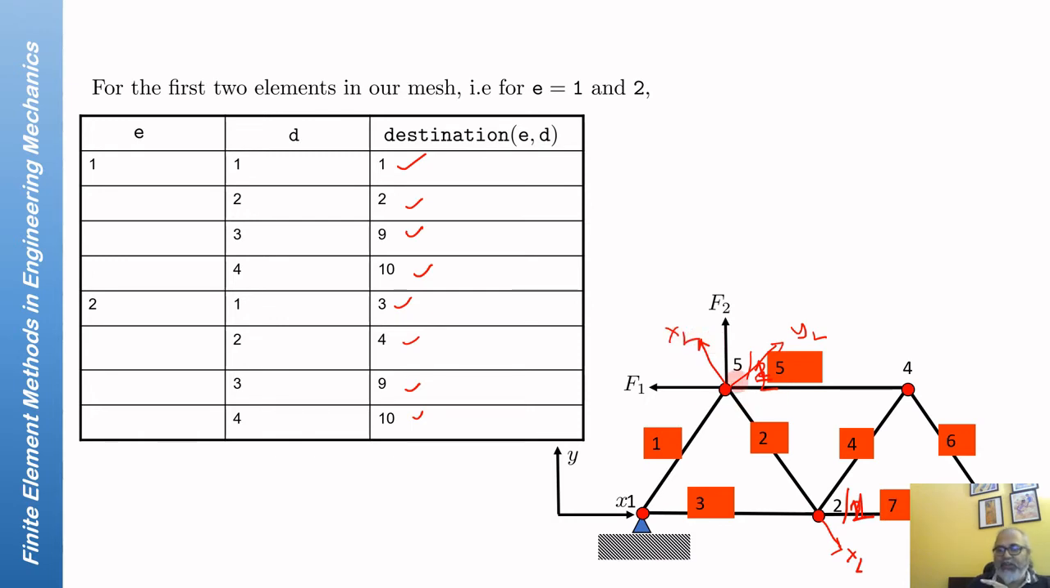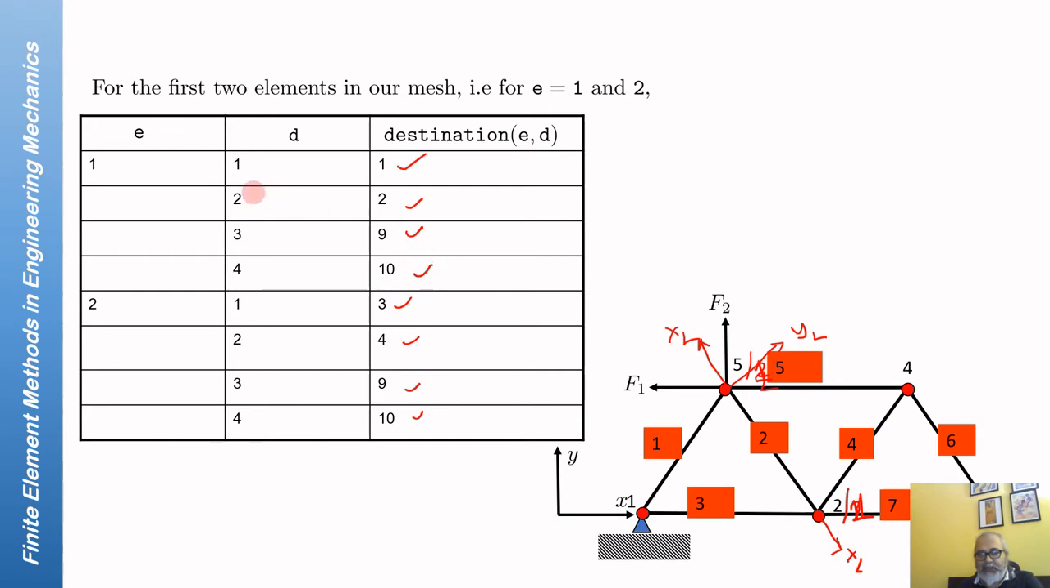Remember, when XL points in this direction, it always points from local node 1 to local node 2, and then the equilibrium equations will be affected by the choice of your XL direction. So whether you take 5 as 1 and 2 as 2, or 2 as 1 and 5 as 2 will make some difference, and this destination array will also be different. So this is for element numbers 1 and 2.